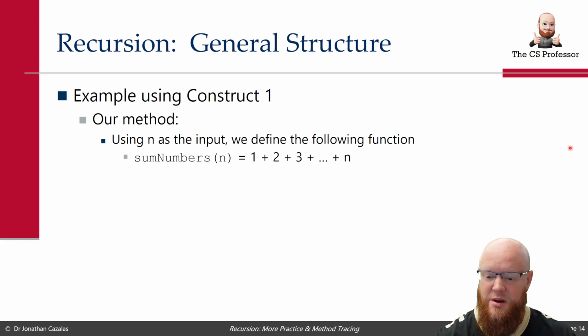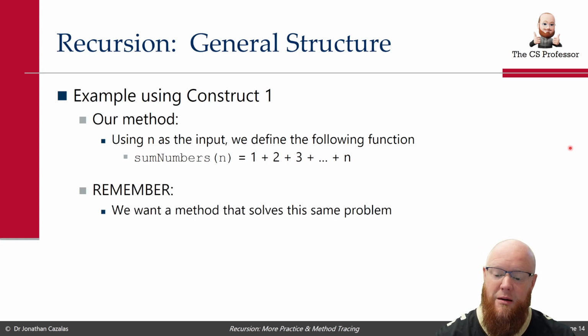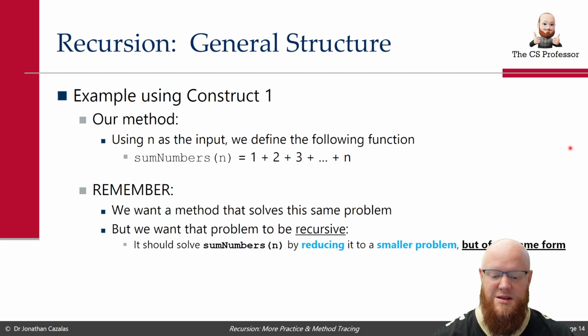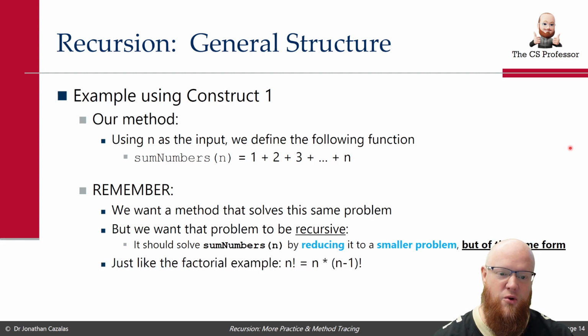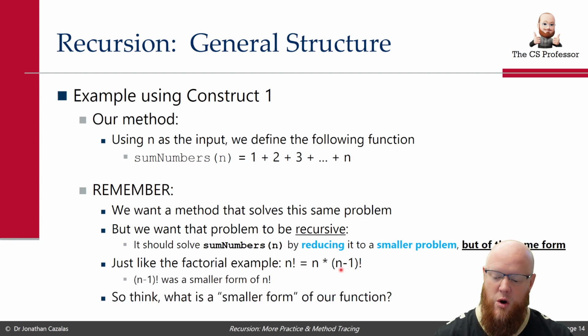So using n as the input, here's our function. And remember, we want a method that will solve this exact same problem, but a smaller version. It needs to be recursive. So it should solve sum numbers of n by reducing it to a smaller version of the same form, just like we saw with factorial. We're solving n factorial, but on the right side of this mathematical equation, this is not an assignment here, this is a mathematical equation, the right side is written in terms of the original. We have factorial here, we have factorial here, but this is a smaller version. This is what we're looking to do.